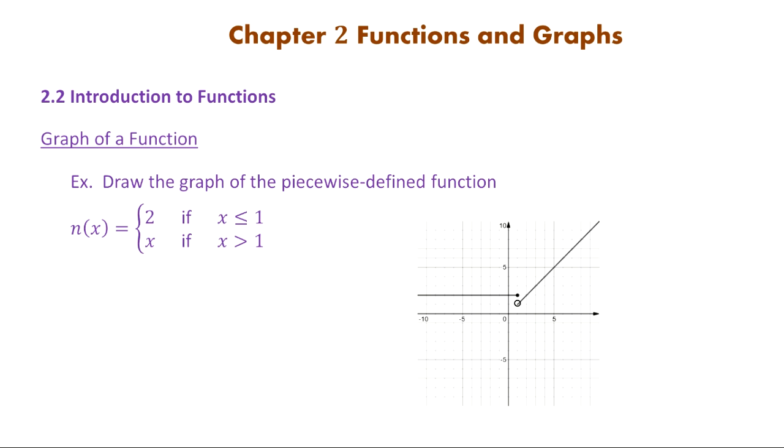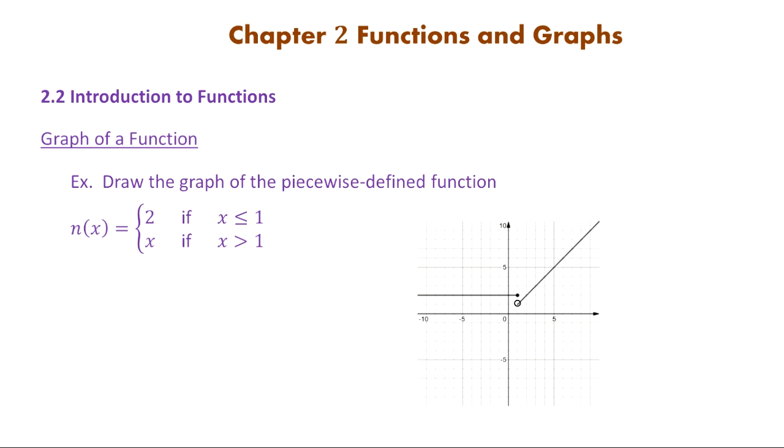And then we have the other piece on the right, valid for x greater than 1, or on the right of x equal to 1. And that's y equal to x, or n of x equal to x. So you get the line with slope 1. Well, this piece is only valid for x greater than 1, so you get an open circle on the left endpoint at x equal to 1. And the graph will be like this. Okay? So one way to draw piecewise defined functions is to draw each piece and then you just erase the part that does not belong to the piece.